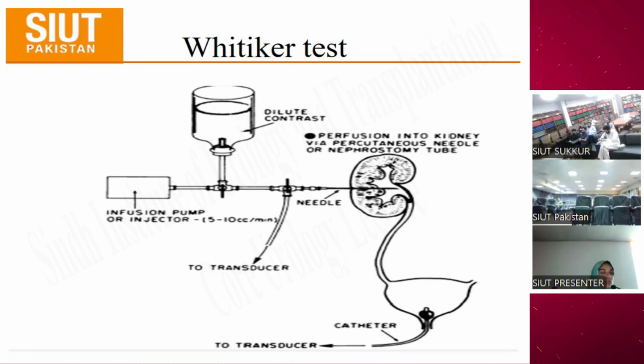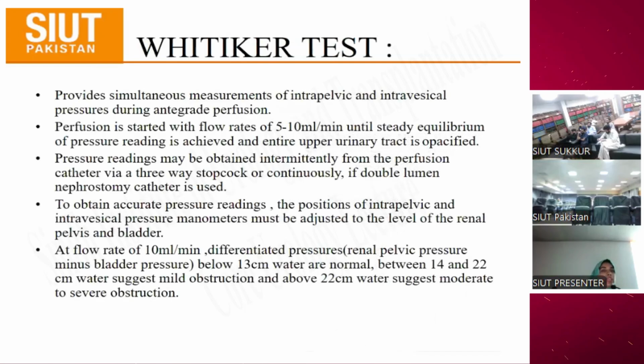So there are 2 transducers, one catheter in the kidney, and another in the bladder. And we infuse water at 10 ml per minute, and then we check the pressures. If the pressures are below 13 centimeter of water, then they are normal. If they are between 14 to 22 centimeter of water, then it's equivocal. We can go for further tests such as antegrade or retrograde pyelogram. And if it is more than 22 centimeter of water, then it suggests there is obstruction in the system.